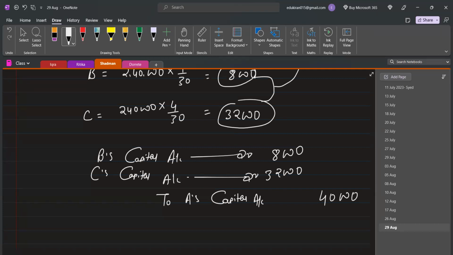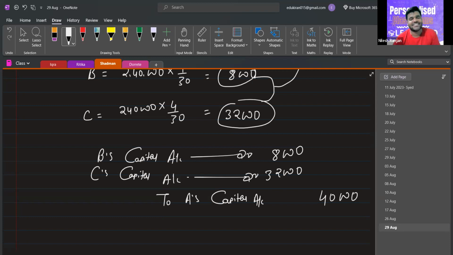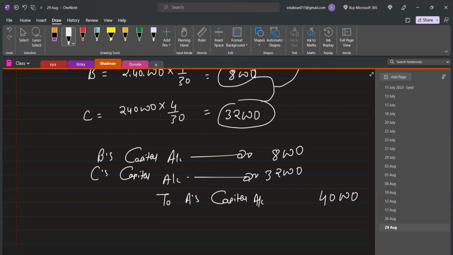A is giving credit to B and C. That's why A is credited here. A is giver. You understood or confused? I understood 80%. So B and C is taking this money. Actually, they are not paying this money in cash. That's why they are not giver. So this is the concept.